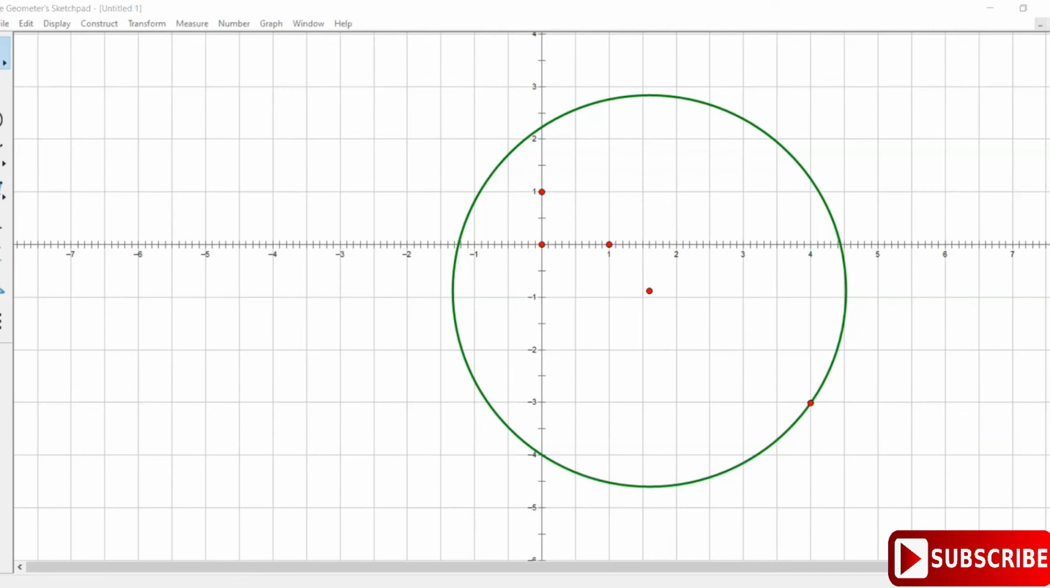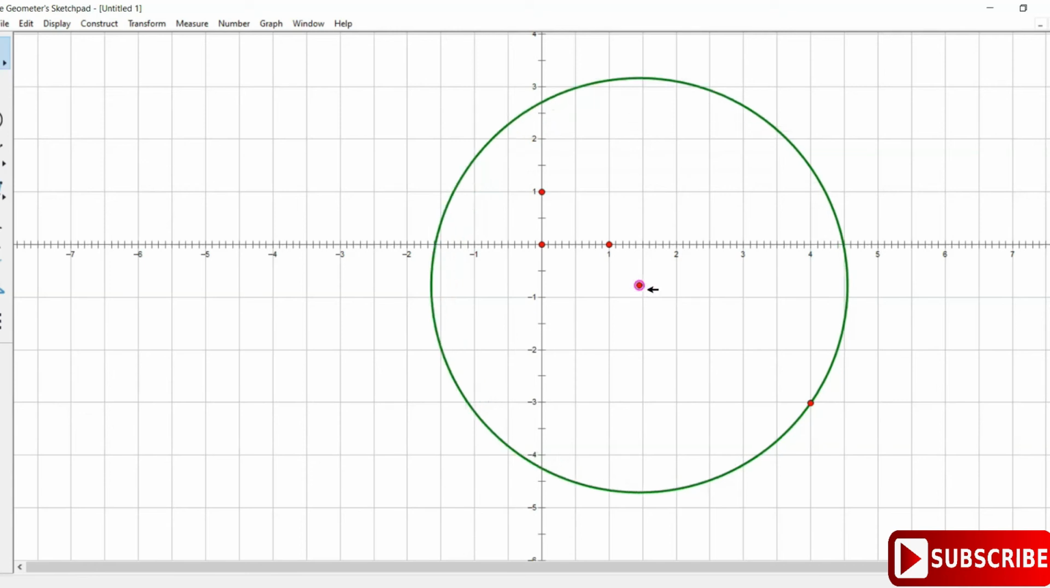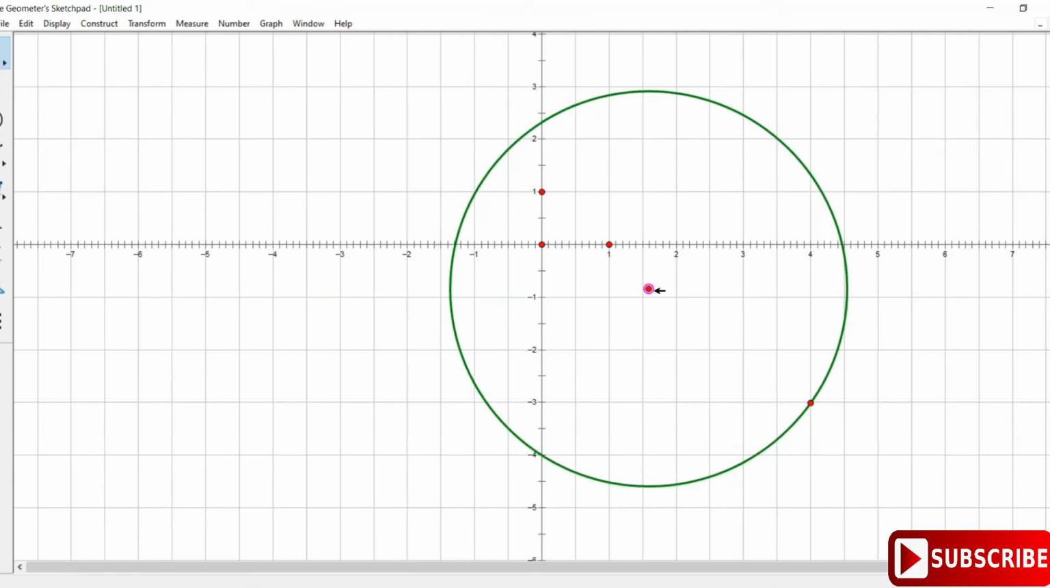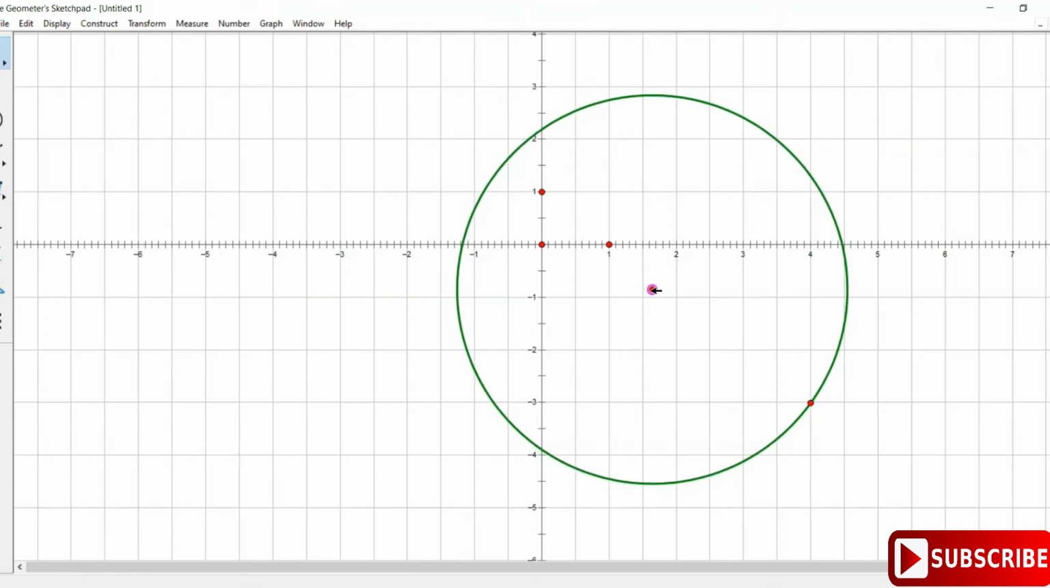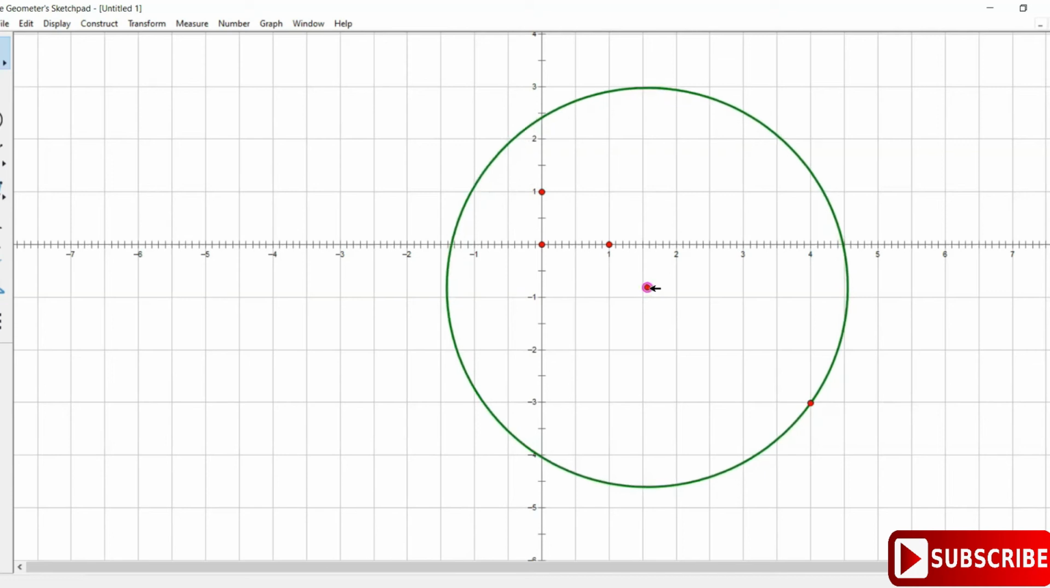Actually 3, 2. It should pass through 3, 2. So let's check if it passed through 3, 2. Slightly above 3, 2. So as I can say, this is not 100% accurate because of the center. You need to get this center spot on to 1.55. You need to be in this middle.